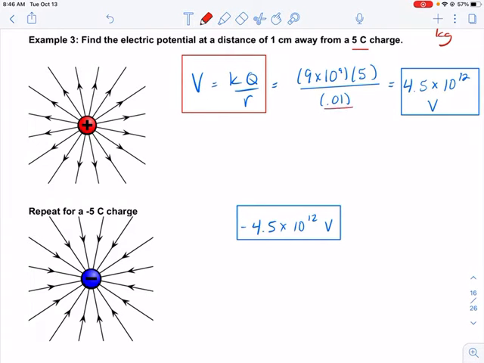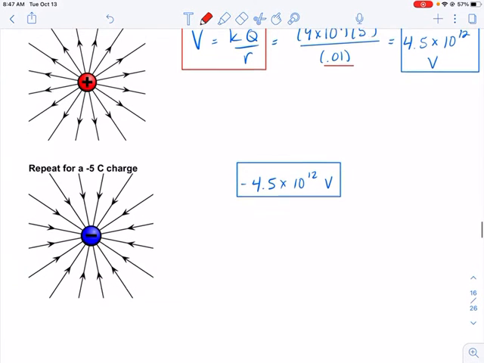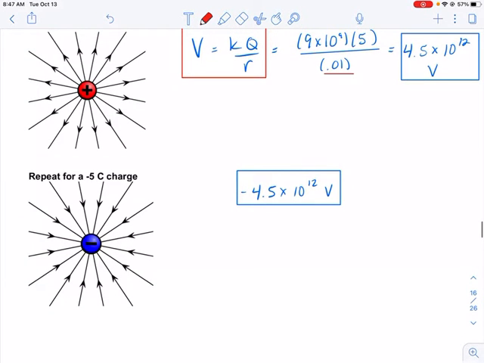And the distance, 1 centimeter, I need to change to meters. And when I calculate that, I get 4.5 times 10 to the 12th, and the unit is volts. If I were to repeat this for a negative 5 coulomb charge, I would get the opposite value. And the reason for that is that when I plug in my numbers, I'm going to plug in negative 5 for Q. So I'll get the same value, but it will have a negative sign.